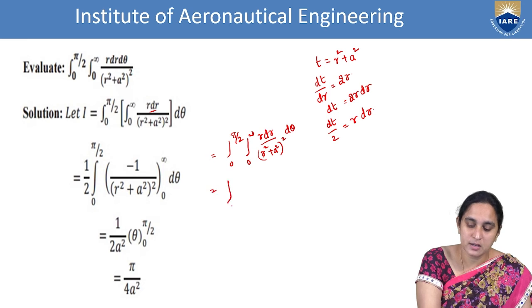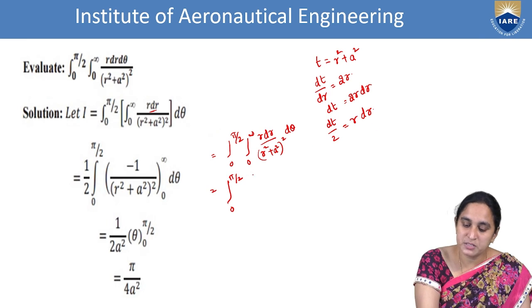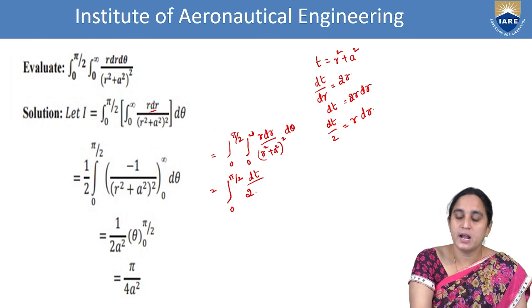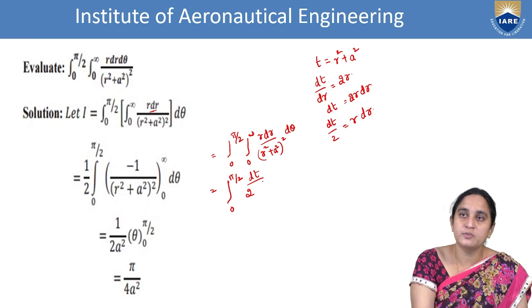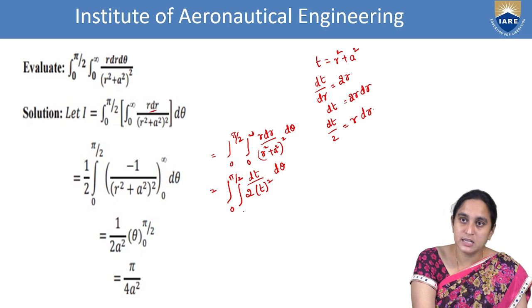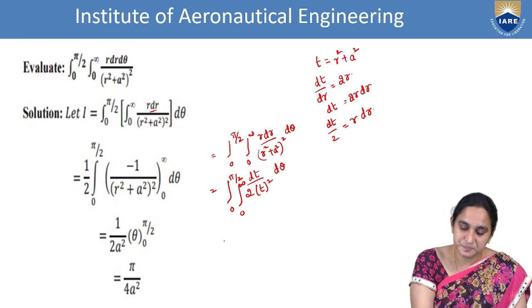From that, first I'll convert that into a single variable. r dr means dt by 2. And what about r square plus a square? We are assuming that as t. That is, t square into d theta. I'm not changing the limit points here. Why? Because in the next step I'll explain that.